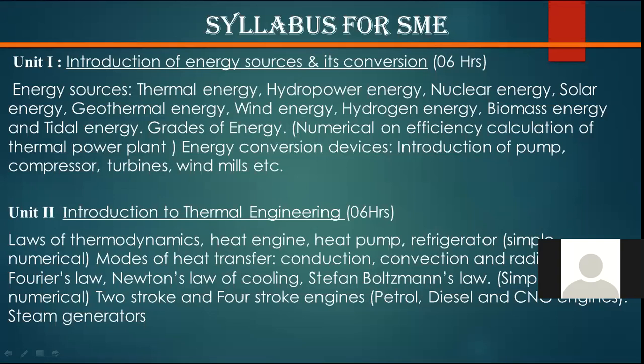What is the difference between low grade energy and high grade energy, that we have to study at the time of these subjects. Okay. Next is energy conversion devices. How one form of energy is converted into another form of energy with the help of a device. These devices are the pumps, compressor, turbine, windmills. In a pump, mechanical energy is converted into water energy, or mechanical energy is converted into potential energy in this way. Compressor is also there, turbine is also there.